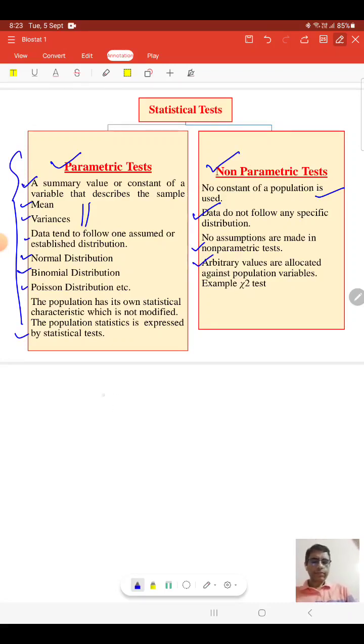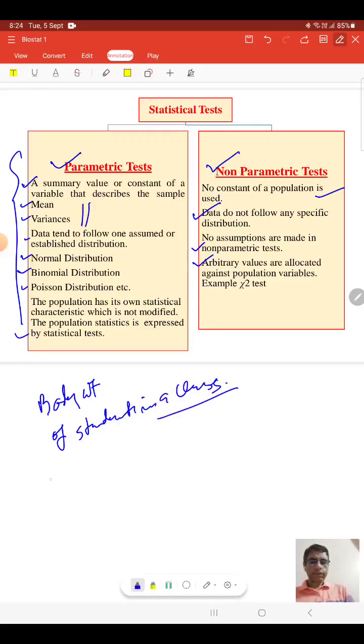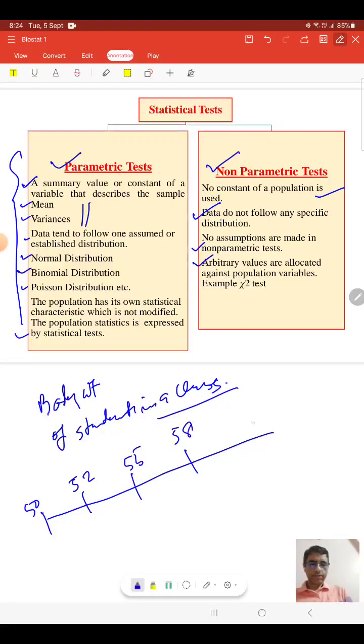Say there are body weights of students in a class, right? This is continuous data we shall be collecting. Say body weight, if we arrange them in ascending order, say on a scale, we are starting with 50 kilo, 52, then say 55, 58 kilo, then say 60 kilo. That is how we are going in ascending order and arranging the data.